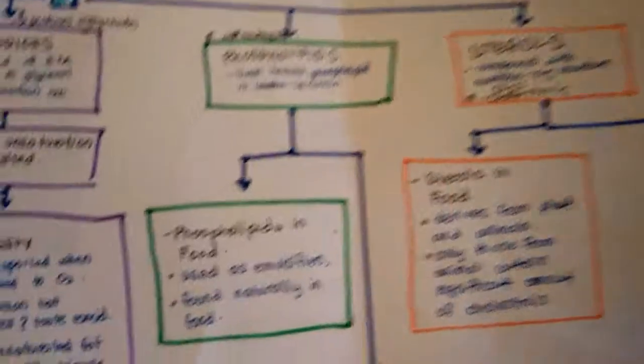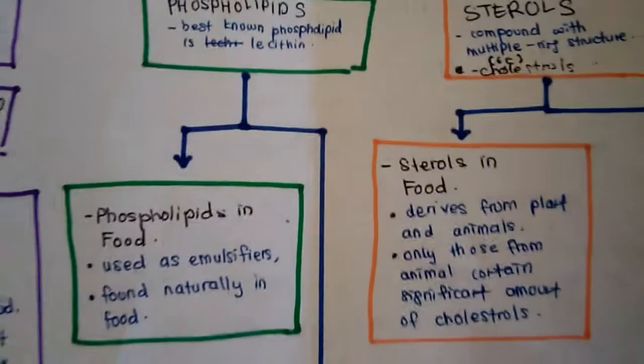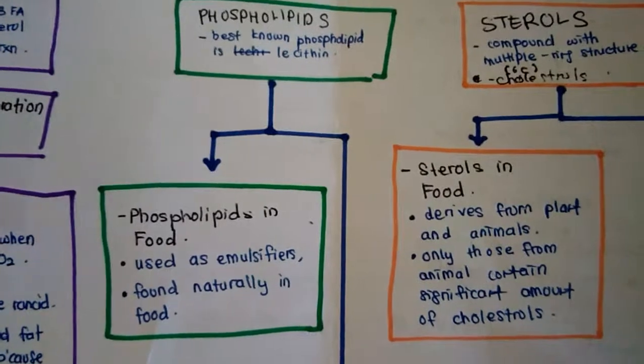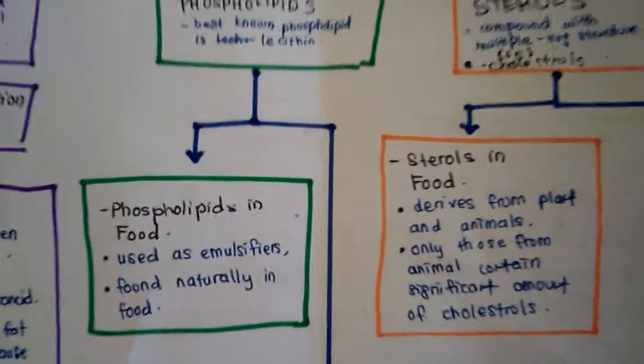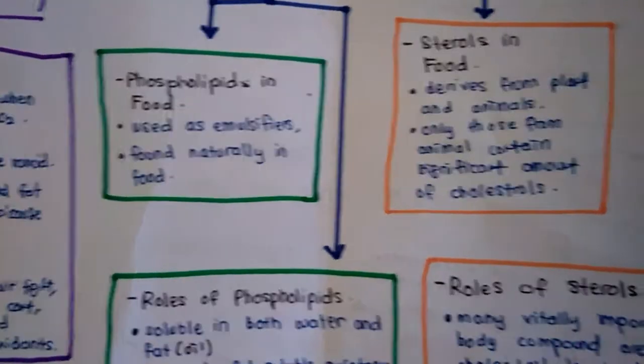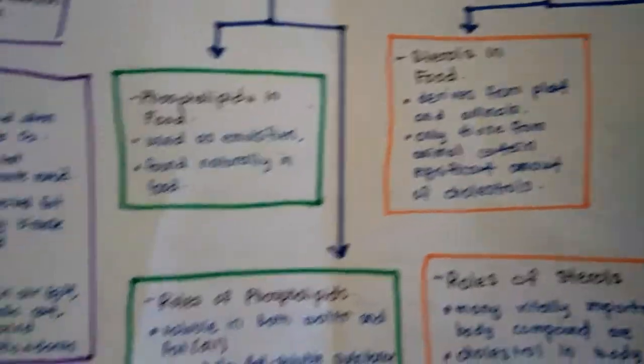Next, we go to another type of lipid, that is the phospholipid. Phospholipid, also known as lecithin, is used in food as an emulsifier, and we can find it naturally in food.